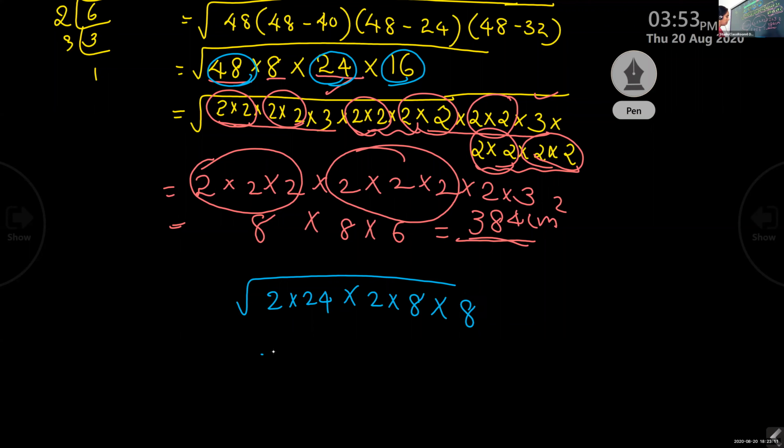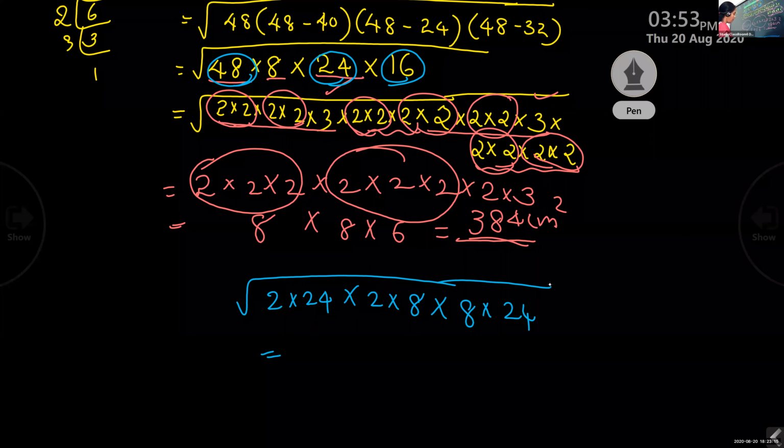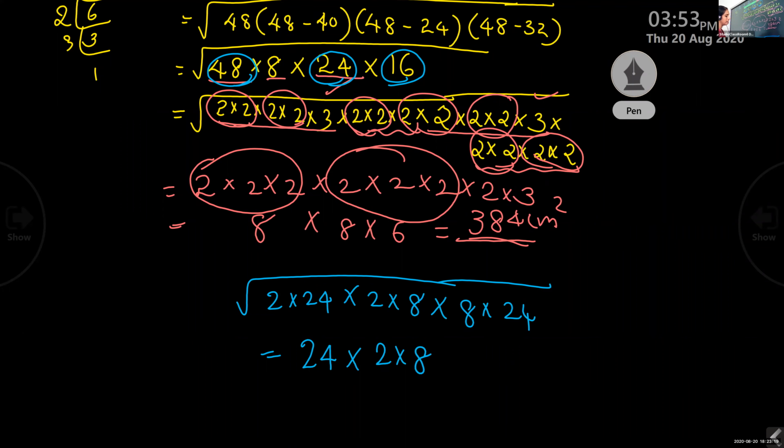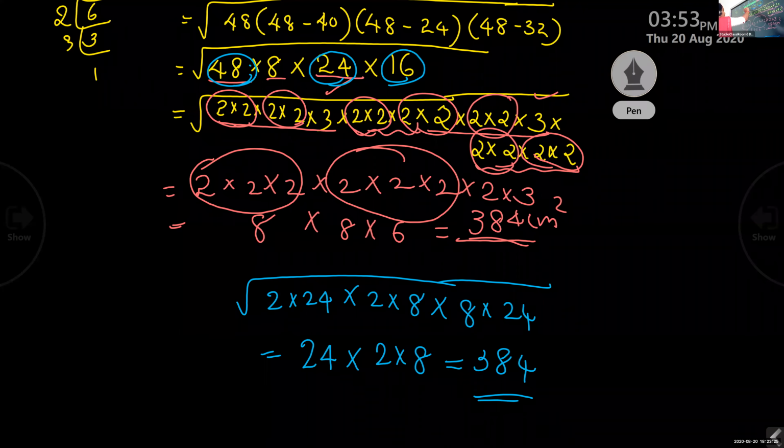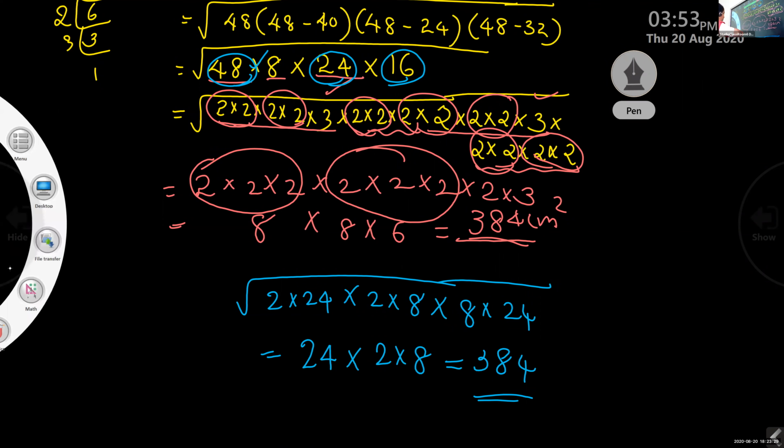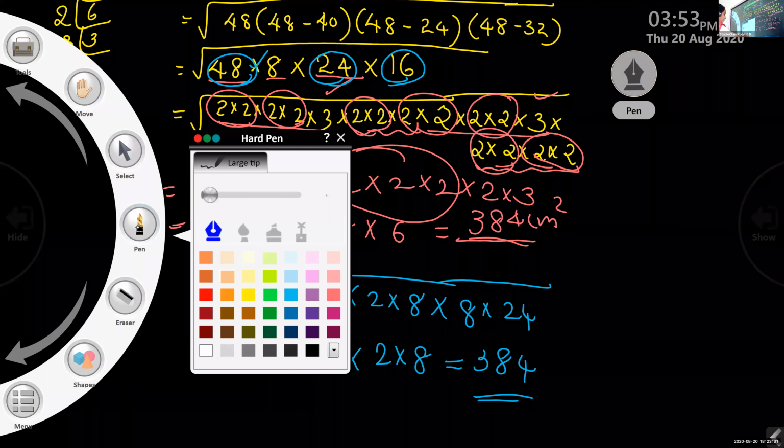Okay. So one more 24 is there. So from 24 you can take out 1 2 and 1 8. So we'll get the same answer, 384. Okay, because 48 is 24 into 2. Isn't it? Did you understand?